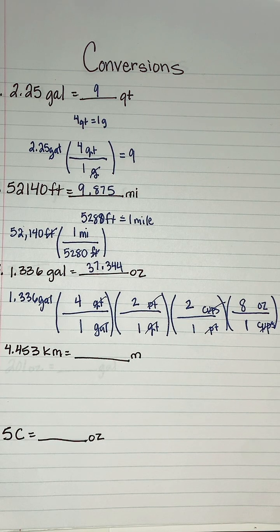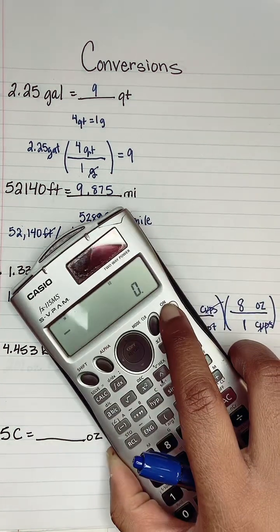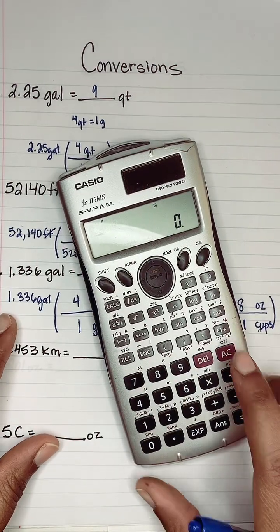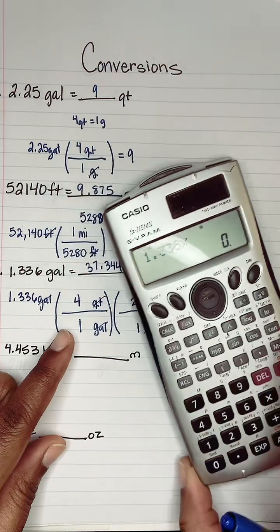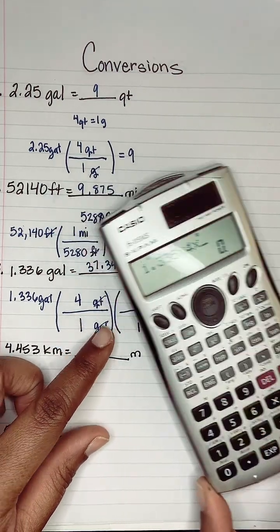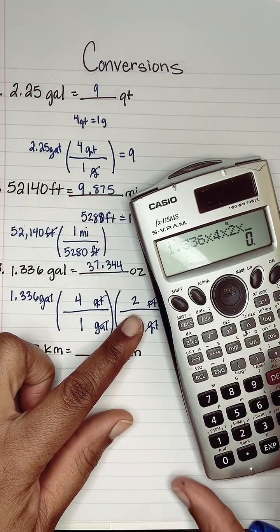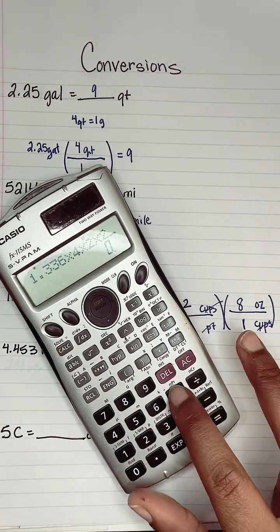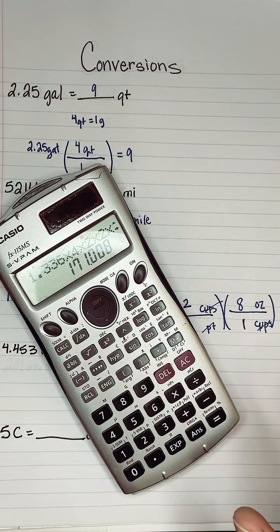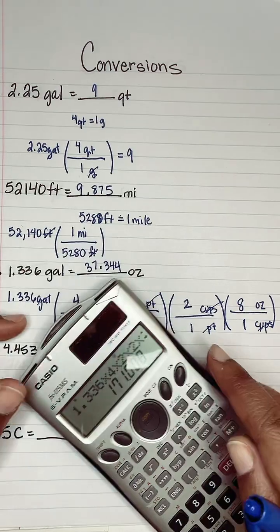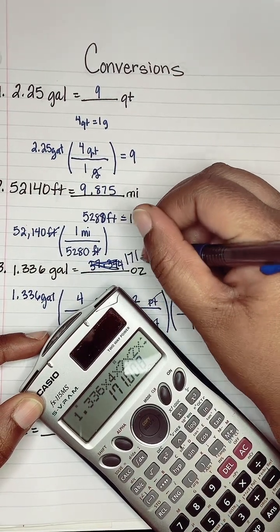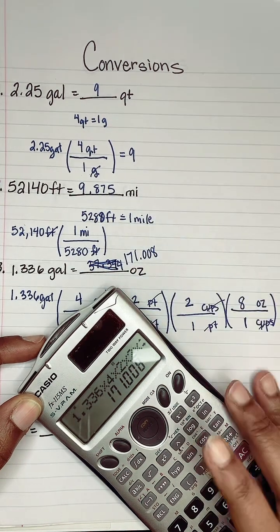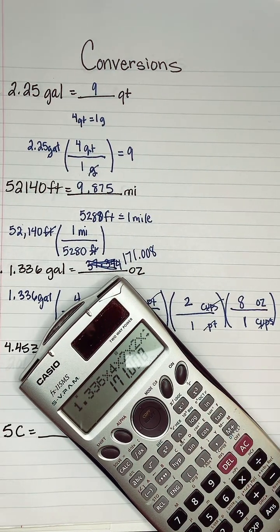Did you say I added instead of multiplying? Oh, thank you for catching that. So 1.336 times 4 times 2 times 2 times 8. Oh, that is a big difference. So this is 171.008. You've got to use the calculator right too, huh?